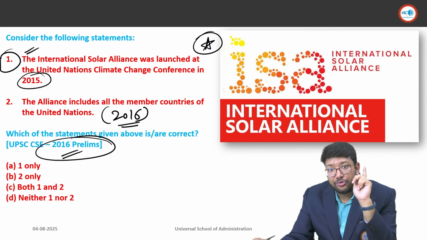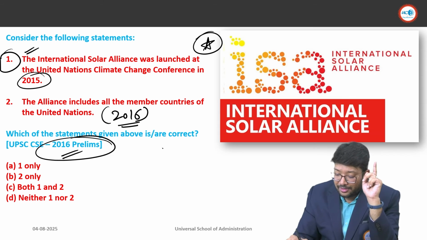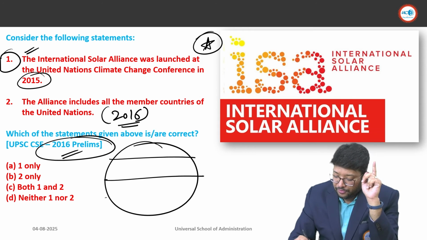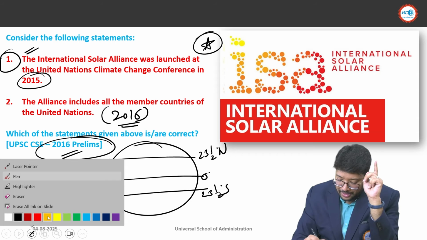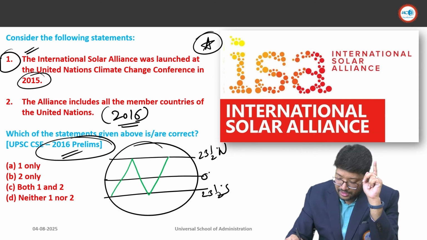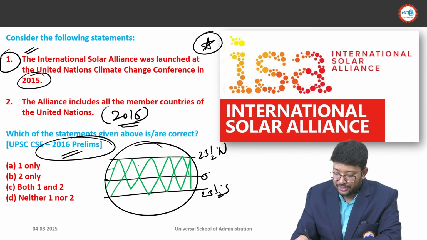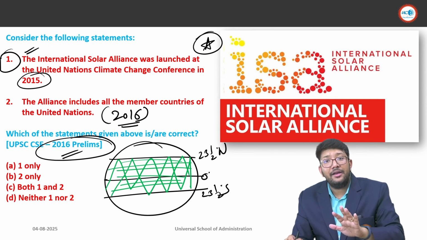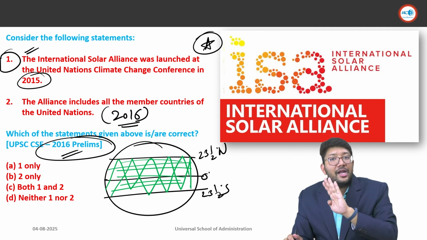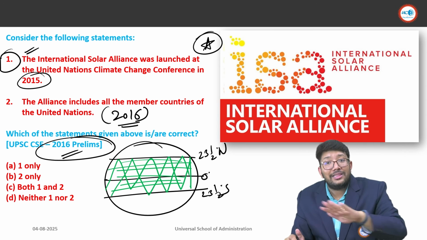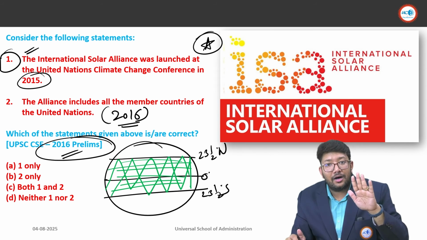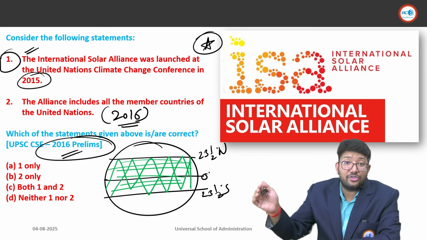And earlier, during 2016, only the countries coming between the Tropic of Cancer, 23.5 degrees north, and the Tropic of Capricorn, 23.5 degrees south, were eligible. The countries between these areas get most of the sunshine. So earlier all the member countries of the United Nations were not part of it, but today in 2025 all the United Nations members are member countries of ISA.